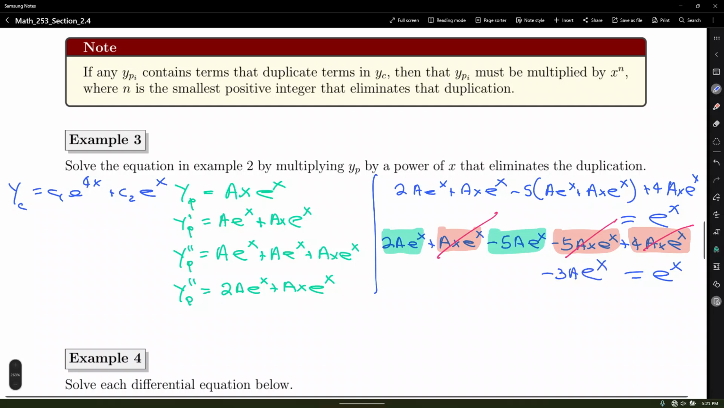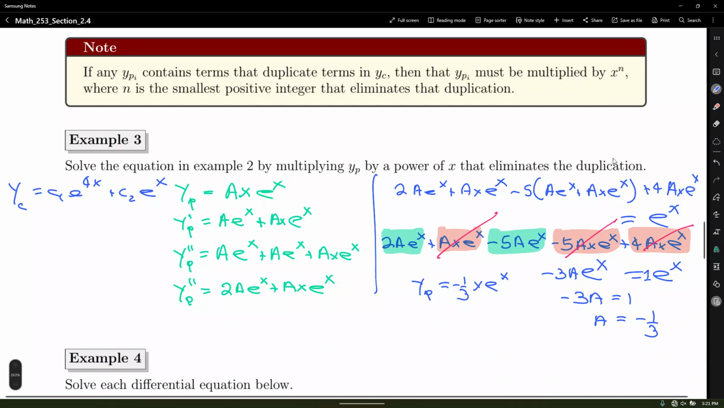Here is where we equate the coefficients. What is the coefficient of the exponential on the right-hand side? You guys agree it's an invisible one? So negative 3a equals 1, and a equals negative 1/3, right? So only one coefficient to get. Go back to y_p. This means y_p equals negative 1/3 xe^x.